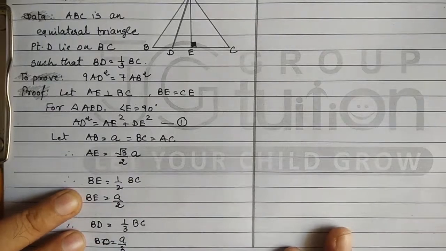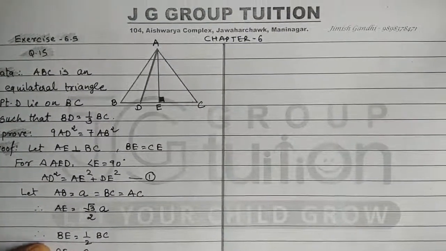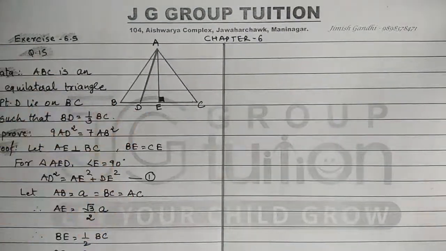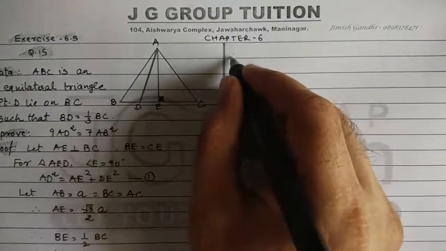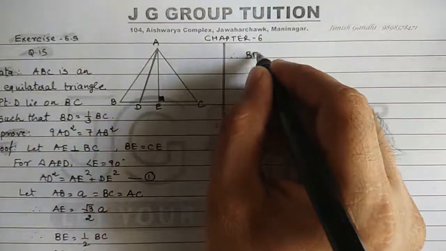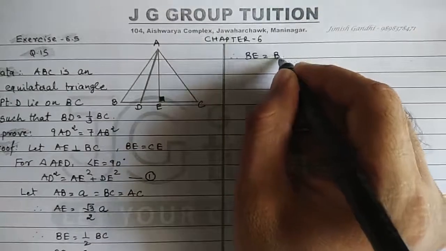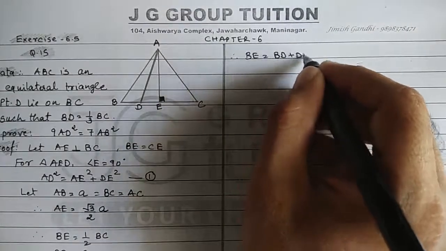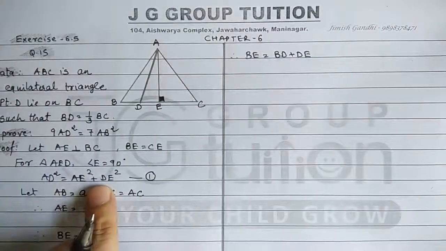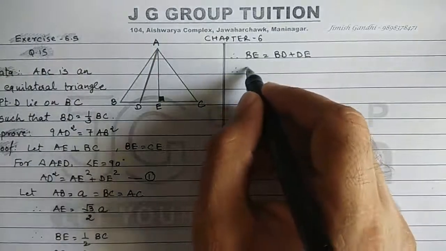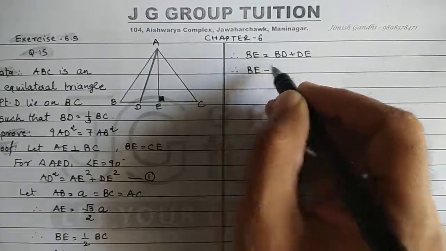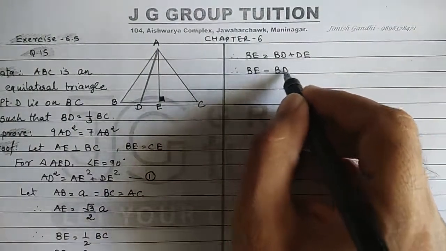इन दोनों को यूज कर दे. Now look at this triangle. अब triangle देखो, it's B, D, E. मतलब from the diagram we can say that BE is equal to BD plus DE. We require DE, so we will make DE the subject. So BE minus BD is equal to DE.